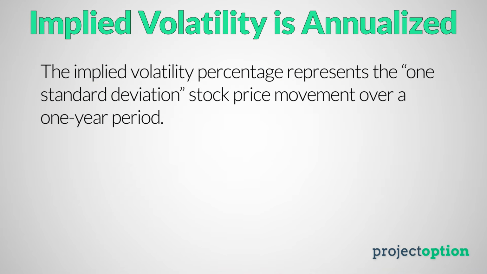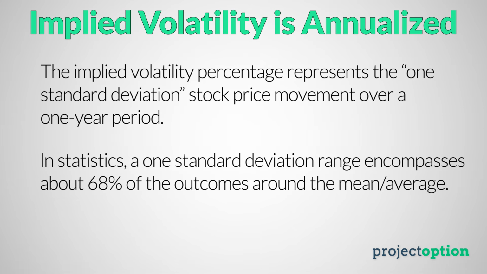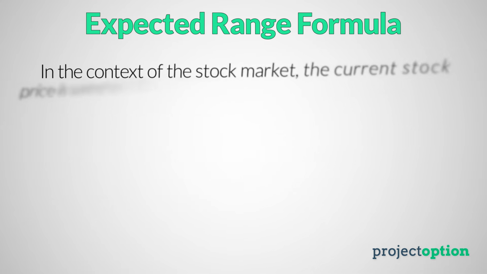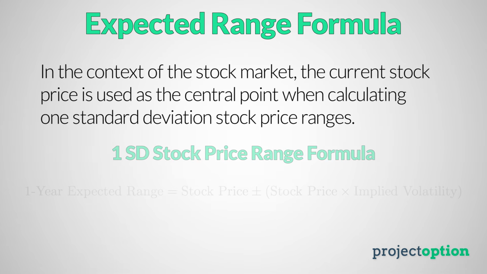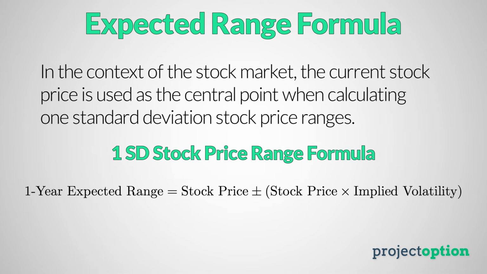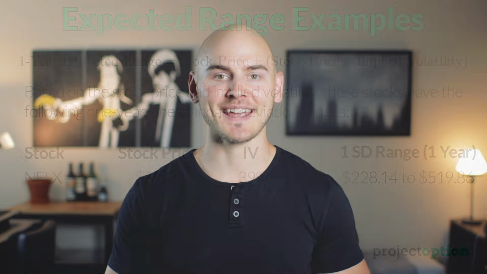More specifically, the implied volatility percentage is the 1 standard deviation stock price range over the next year. In statistics, a 1 standard deviation range encompasses about 68% of potential outcomes around the mean or average. In the context of the stock market, the mean or average is the current stock price. The formula for the 1 year, 1 standard deviation range is the stock price plus or minus the stock price times implied volatility. Let's go ahead and take a look at some examples so I can show you exactly what I mean by the 1 standard deviation range and how we get that range by using implied volatility and the current stock price.